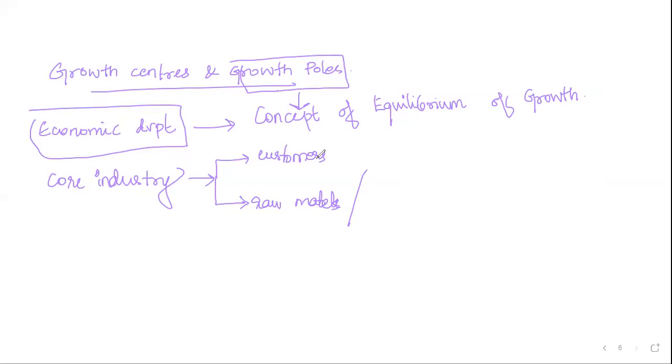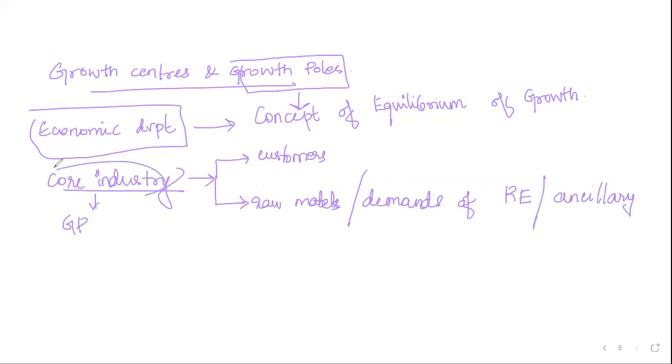After that, what do I need? I need R&D. What goes inside the machine? I need research and development, so I need an R&D wing. All of these are demands of the Royal Enfield industry. So this core industry, which I am setting up as a growth pole, will need some ancillary industry so that this core industry can function. At the same time, it will also produce some bikes which will be sold to customers.